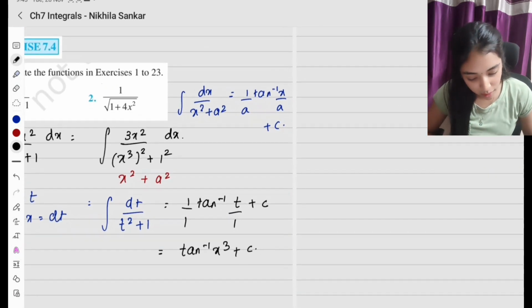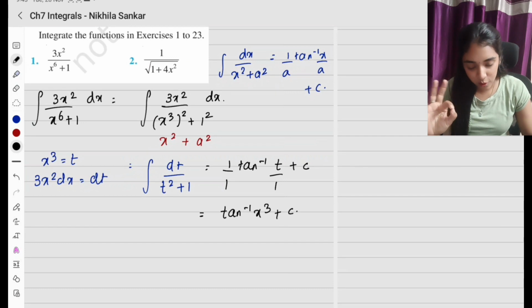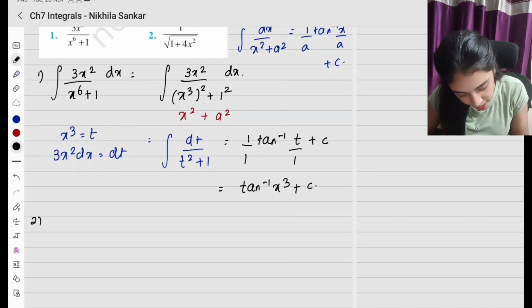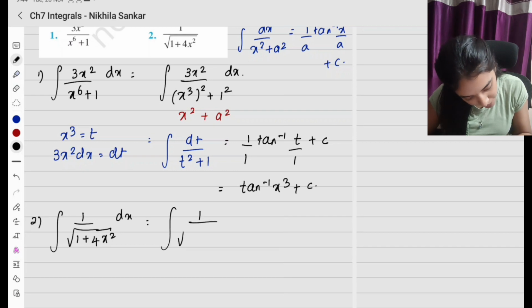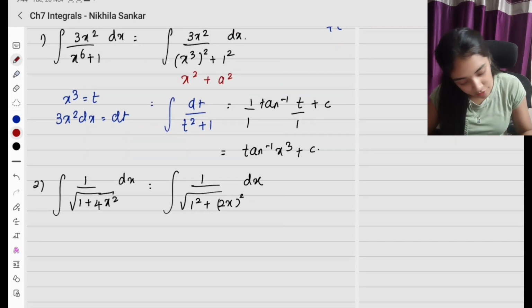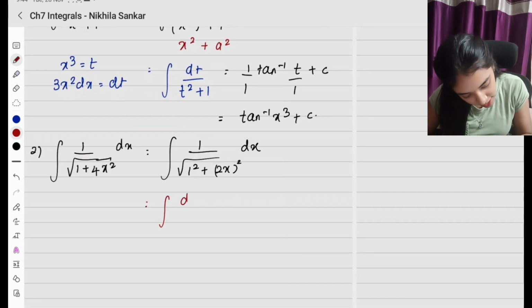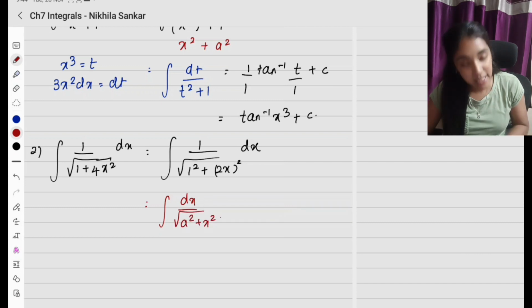So second question போடலாமா? போக போக questions கொஞ்சம் difficult ஆகும். But let's try and solve. Okay? Second question. Integral 1 by square root of 1 plus 4x square times dx. So how can I write this? 1 by square root of 1 square plus 2x the whole square times dx. இது என்ன formula இருக்கு? Integration dx divided by square root of a square plus x square formula இருக்கு.